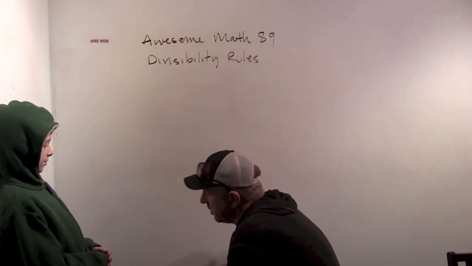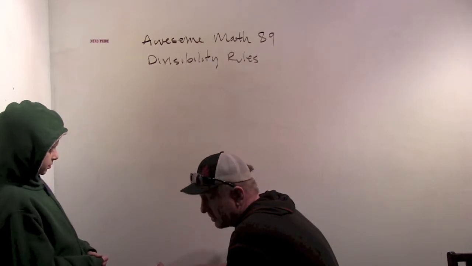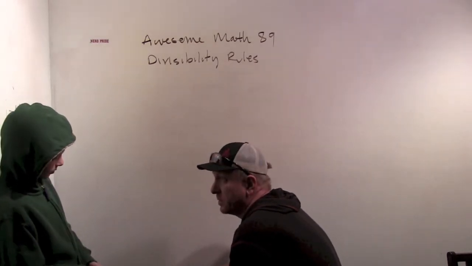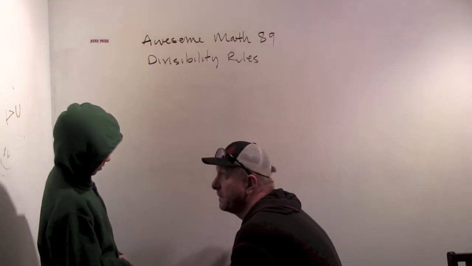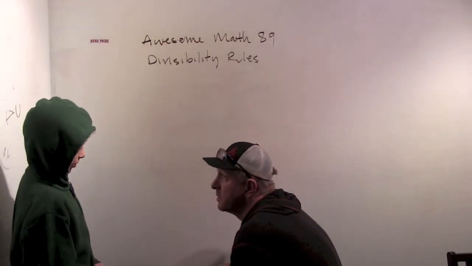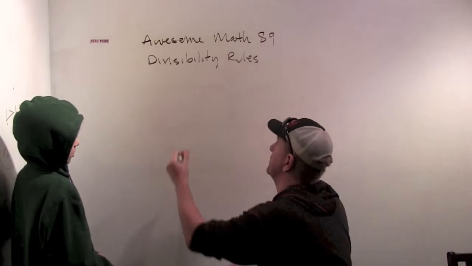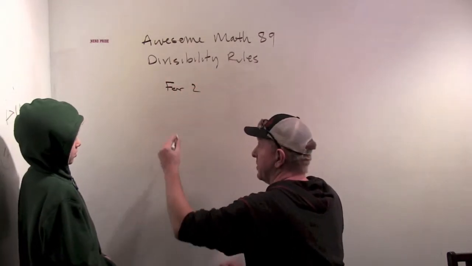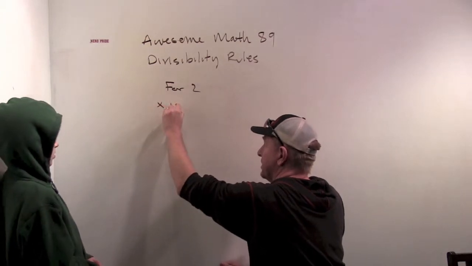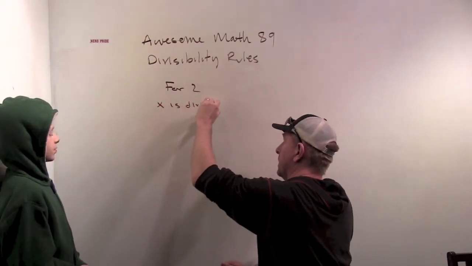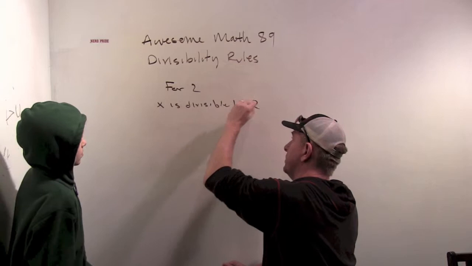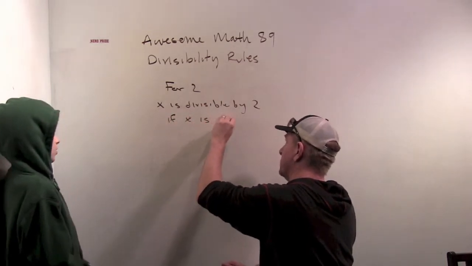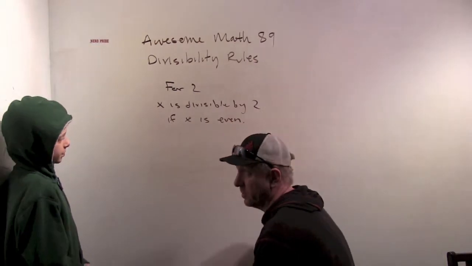Now you know, I think, from other talks we've had in the past, a little bit about divisibility rules. Do you know any divisibility rules? What do you know? Well, the divisibility rule for 2. For 2, okay. It has to be an even number. So X is divisible by 2 if X is even. Okay, that's a good rule.